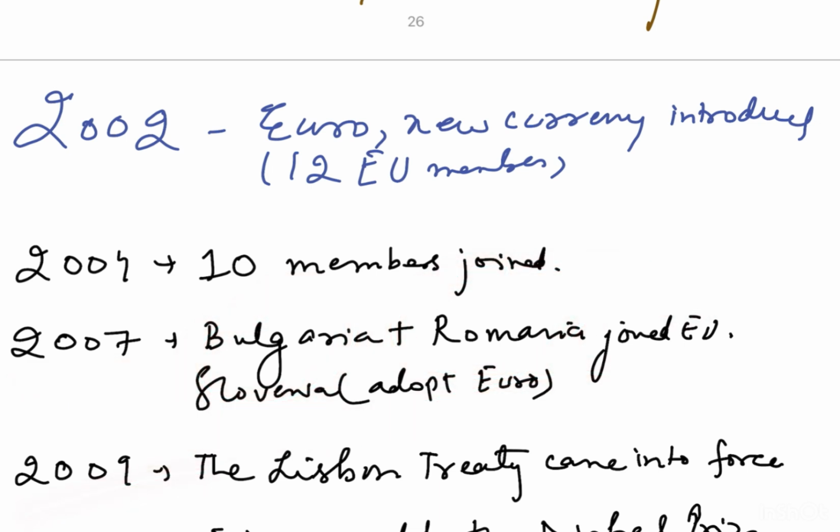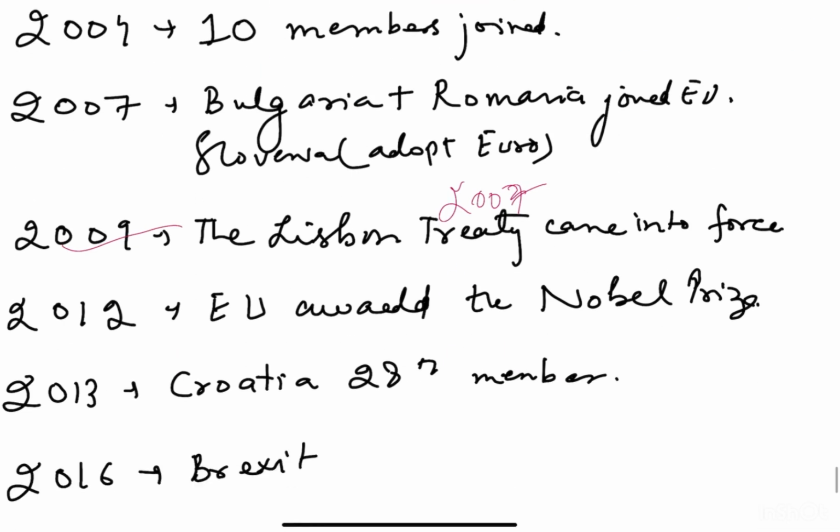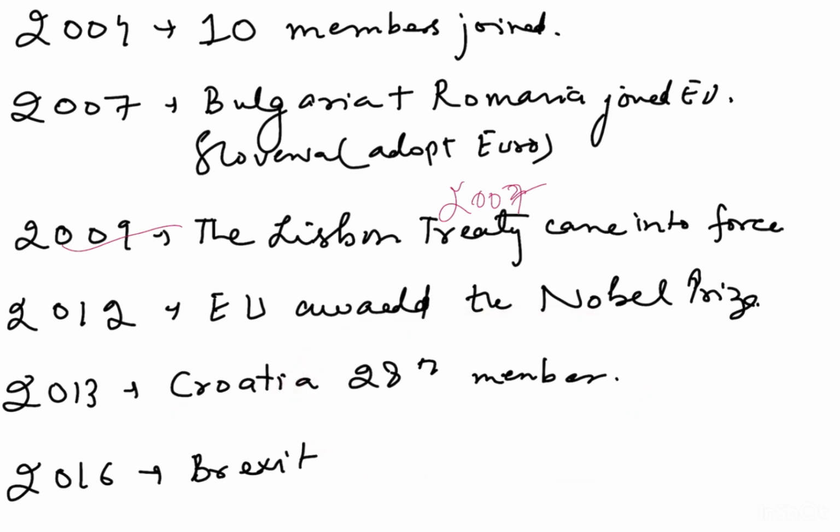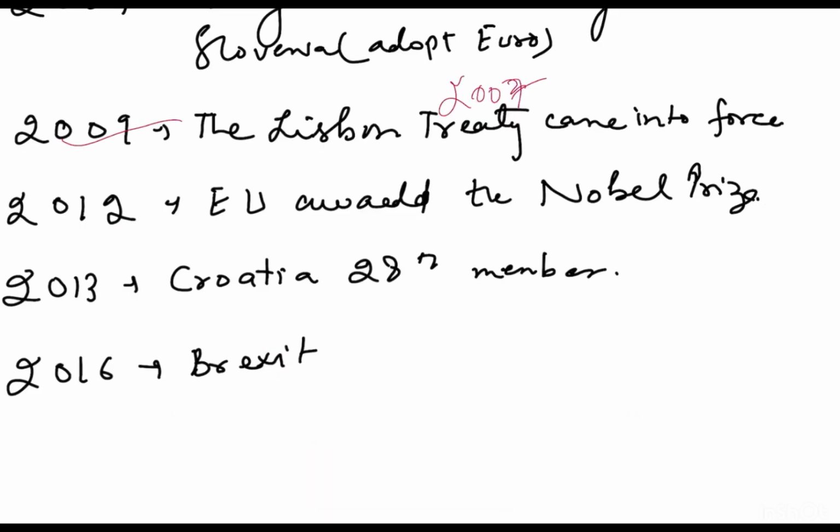In the year 2009, the Lisbon Treaty came into force. It was signed in 2007, but its implementation was in the year 2009. In the year 2012, the EU was awarded the Nobel Prize. In the year 2013, Croatia becomes the 28th member of the EU, and in the year 2016 is Britain's exit from the EU. Also, in the comment section, you have to tell me what was the role of the Lisbon Treaty.